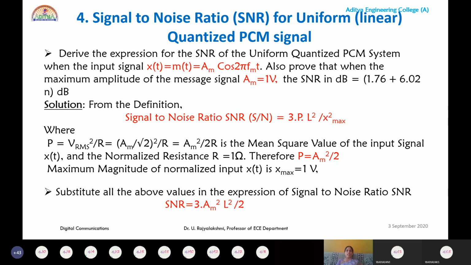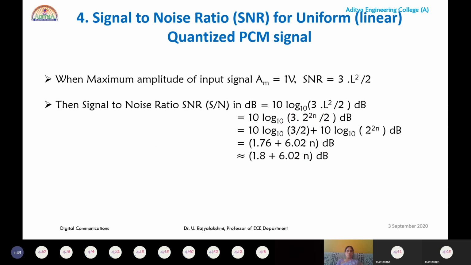What is the second bit? Also prove that when the maximum amplitude of the message signal Am is equal to 1 volt, evaluate the SNR. So what is the SNR expression for the signal x of t, which is Am cos 2 pi fm t? 3 Am square L square by 2. But what is Am? Am is 1 volt. So 3 by 2 L square, because Am is 1 volt. So the SNR expression becomes 3 by 2 L square. Now how can you get the SNR in decibels? Actually you should calculate the SNR in decibels. So SNR in dB will be 10 log 3 by 2 L square.